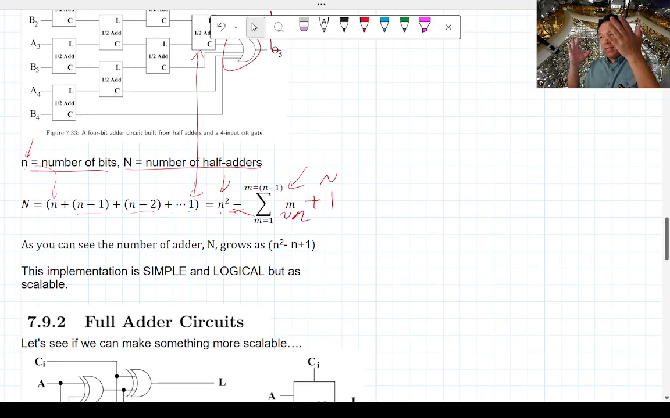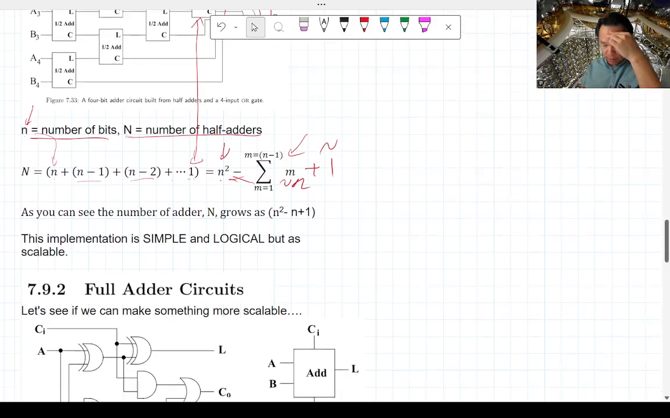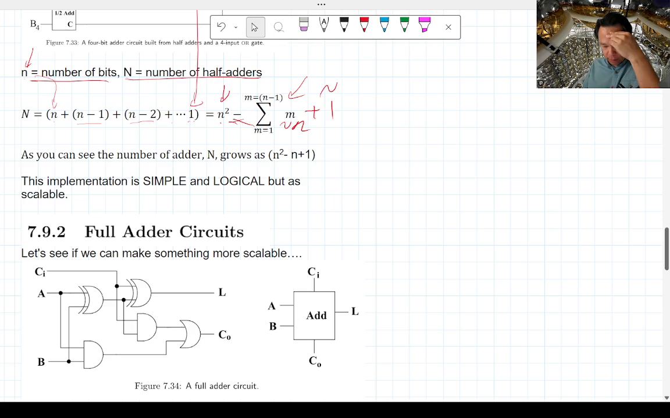Okay, but if you have 64 bits, 64 squared minus 64 is basically 64 squared, right? So you're gonna have a lot of gates in order to do addition for 64-bit. Okay, but this implementation is very simple, very logical, and it's very good for learning. But none of your calculators is going to use this because it is not as scalable. Meaning, as you grow in number of bits, it gets more and more inefficient in computing more bits.